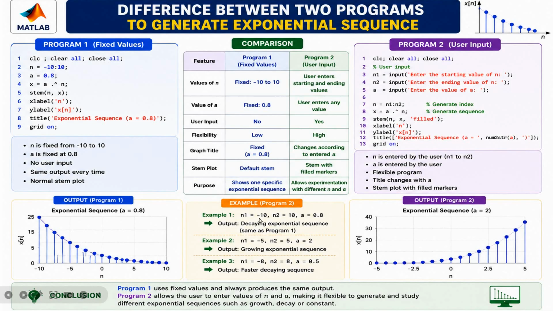Example 3 is for n1 equal to -8, n2 equal to 8, and a equal to 0.5. Again, you will get a faster decaying sequence. So this is the difference between the two programs in order to generate the exponential sequence. One is without user input, with fixed values. Another one is with user inputs.